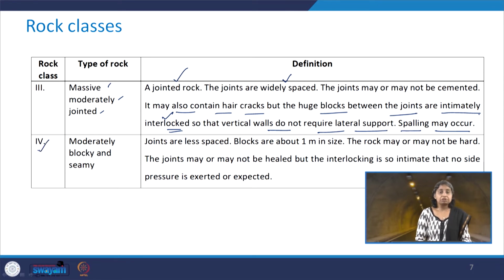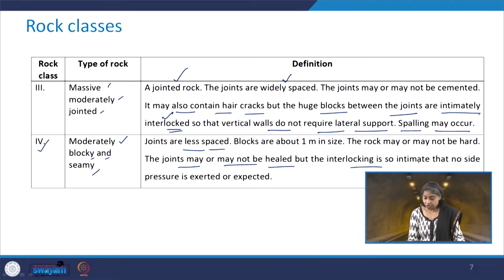Coming to the fourth type of rock class, which is defined as moderately blocky and seamy type of rock. In this case, the joints are less spaced. Blocks are about 1 meter in size, and these types of rocks may or may not be hard. The joints may or may not be healed, but the interlocking is so intimate that no side pressure is expected or exerted. That means practically there will not be any requirement of support on the side walls.